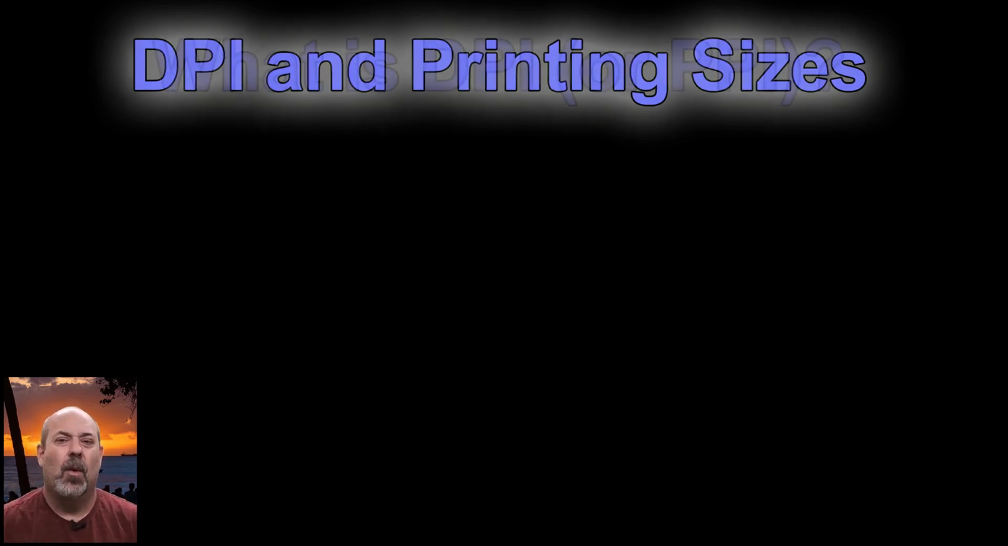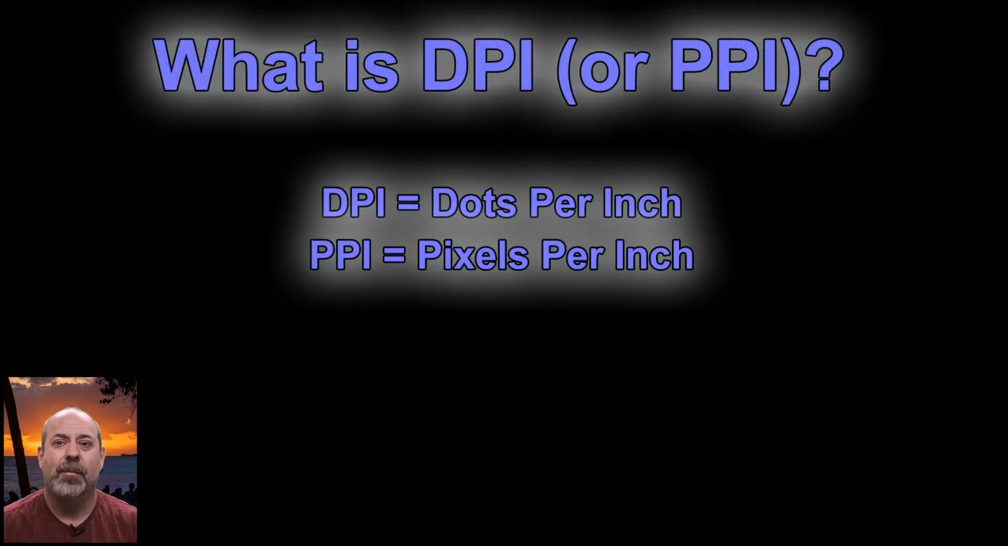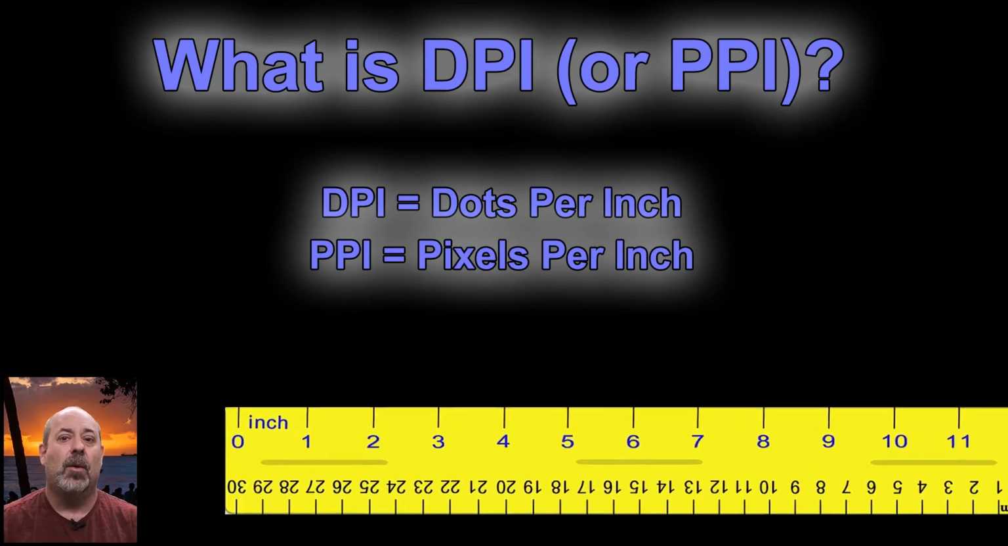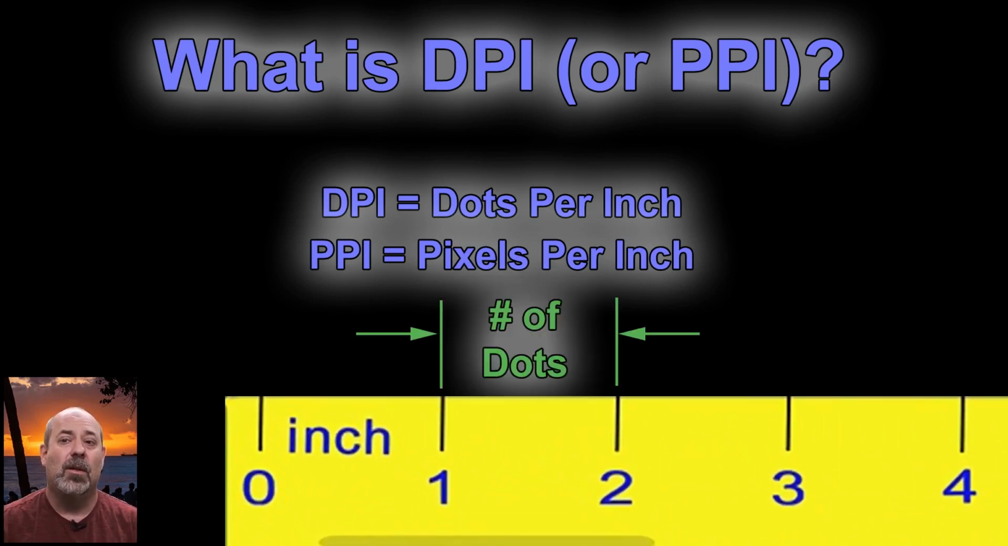What is DPI, or PPI as Lightroom calls it? Dots per inch, or pixels per inch. That's it. It defines how many dots, or pixels, are printed in 1 horizontal or vertical inch.